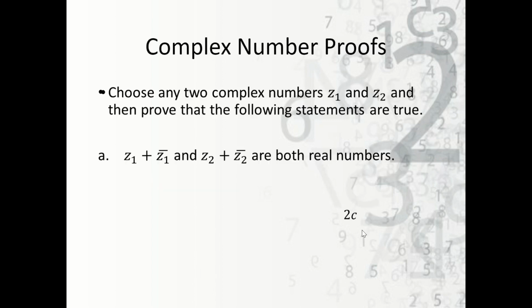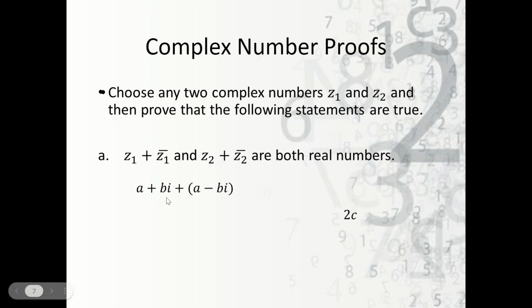Now complex number proofs. It says choose any two complex numbers, z1 and z2, and prove that the following statements are true. So we're asked if z1 plus z bar, and remember z bar means the conjugate. So we're saying that a number plus its conjugate and another number plus its conjugate, and we're saying that those are both real numbers when you add them up. So if we do this, let's check.